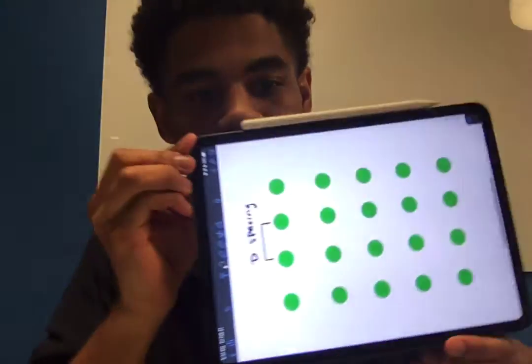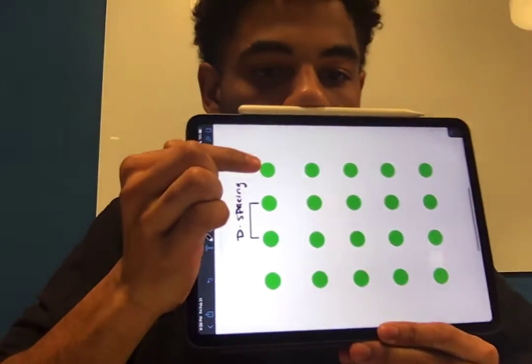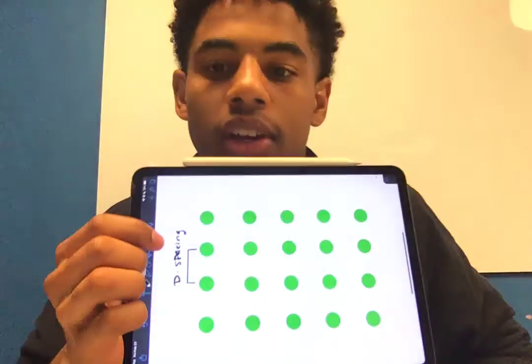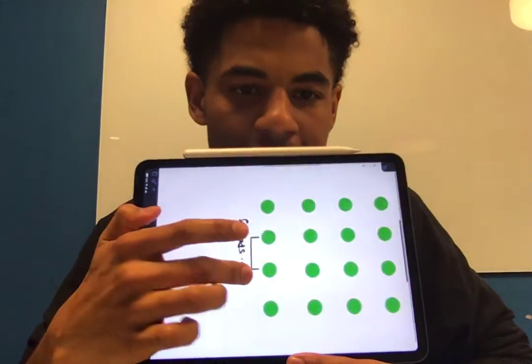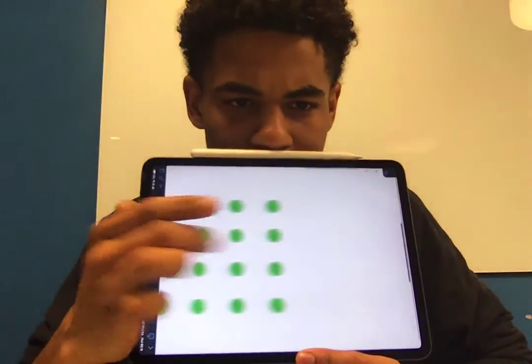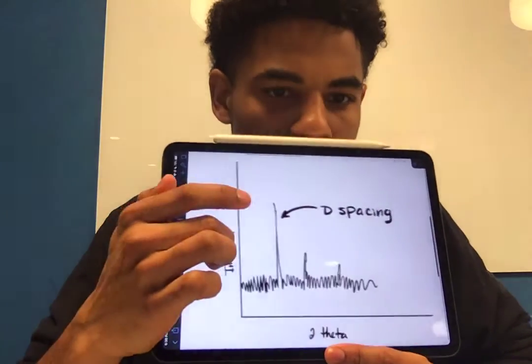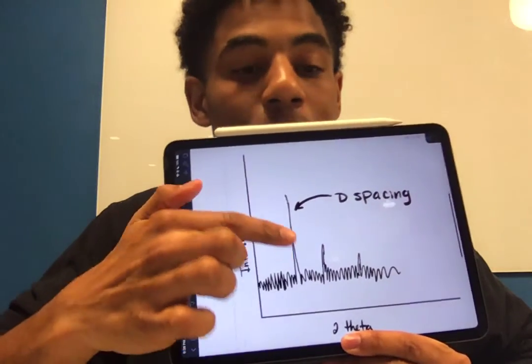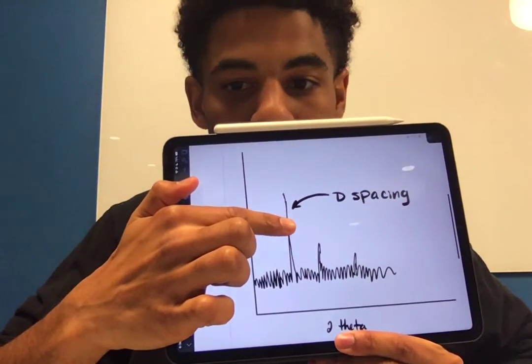Moving on, D-spacing is the space between atoms in different planes of crystalline structures. X-ray diffraction can be used to determine D-spacing, and it gives us insight into the structure of the crystal. As seen by this picture, if these are all the atoms, D-spacing is just represented by the distance between them. Now, if we were looking at an X-ray diffraction graph, the D-spacing would be represented by the peak in the graph. So this would be the D-spacing here.